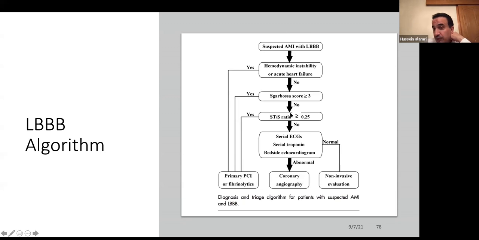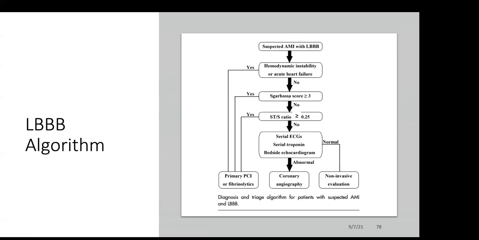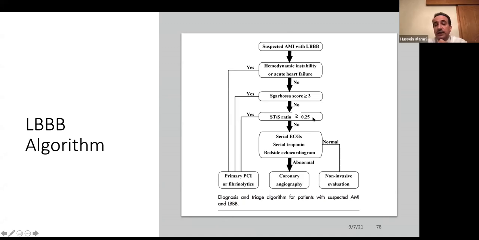You apply the modified Sgarbossa, which is the third criterion, the ST/S ratio more than 25%. If it's positive, you take him to the cath lab. If it's negative, you do the serial ECG, serial troponin and bedside echo. If it's abnormal, you triage him to the cath lab. If it's normal, you could either discharge him or send him to the clinic for non-invasive evaluation.